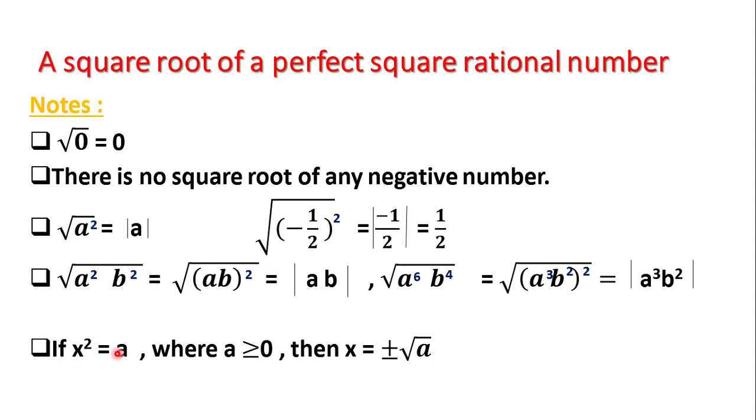But if you have an equation x power 2 equals a, in this case a should be greater than or equal to 0. So I'll take the positive and negative root, so the solution set will consist of two numbers.